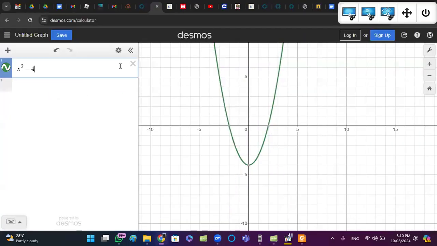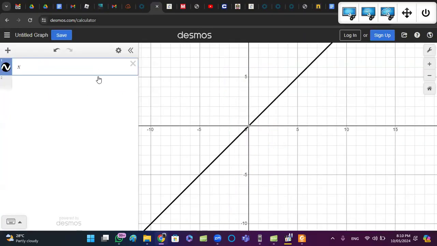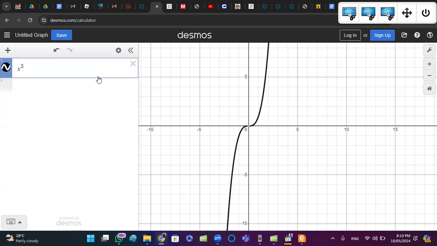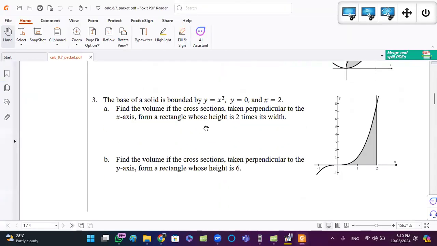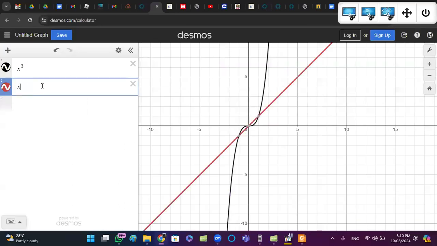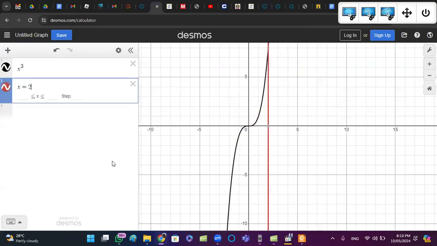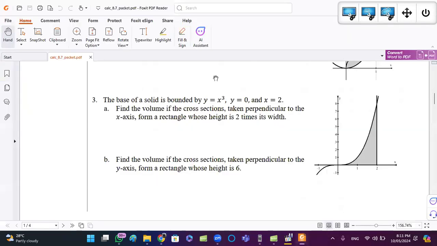x to the power 3, and the other one, y equals x to the power 3 and x equals 2. I have here this area from 0 to what? To 2. See this area? Yes. Okay. So what I will do, I will find each distance. I need here to make rectangles with width 3 or height 3.